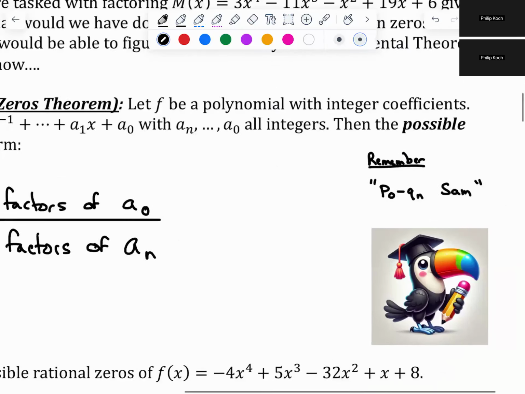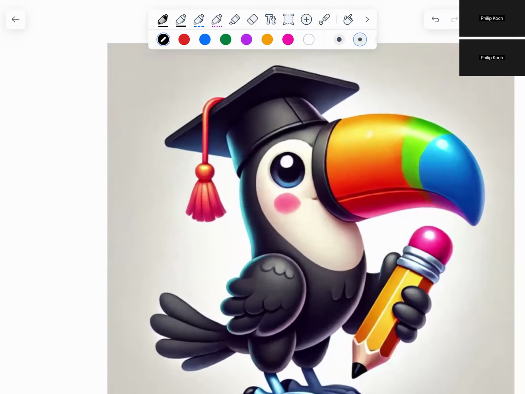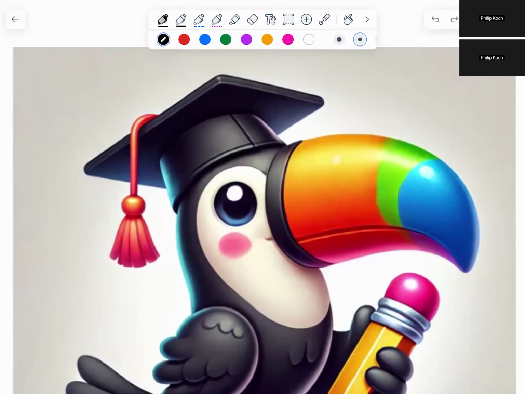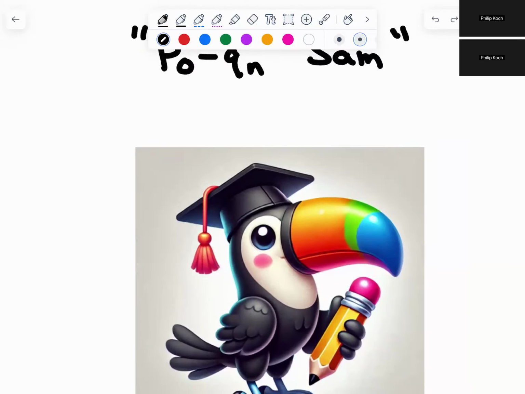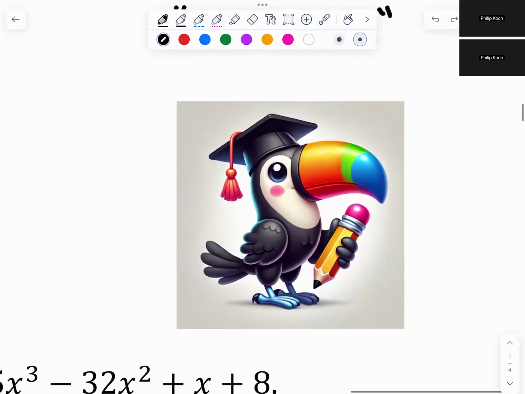Otherwise, fun fact, I did not draw that. AI created that image for me. One thing you can tell the reason why it's AI, it's right there. His beak shouldn't continue on past that. But isn't he so freaking cute? Maybe the cutest little guy ever.